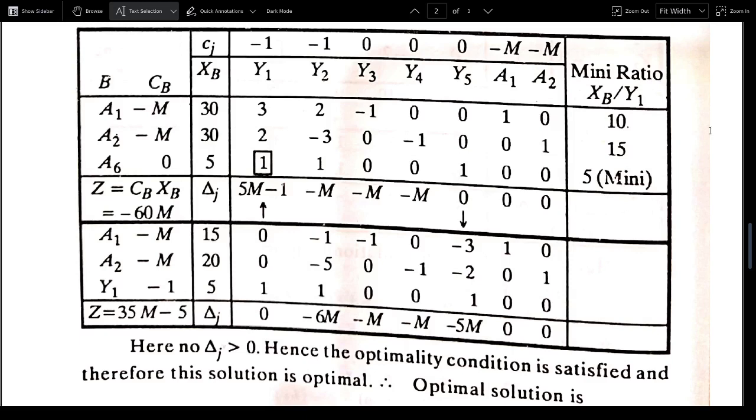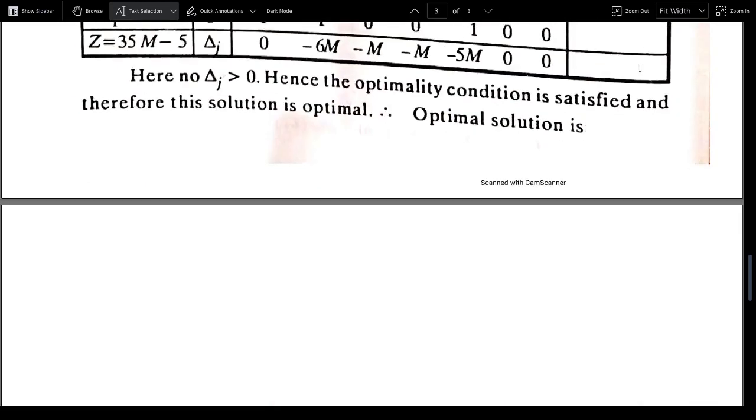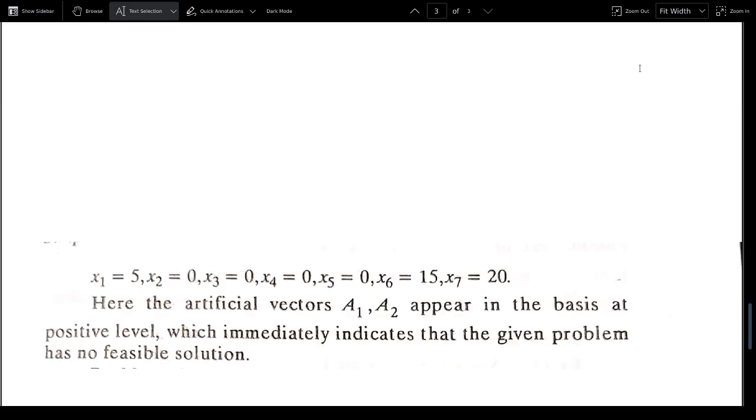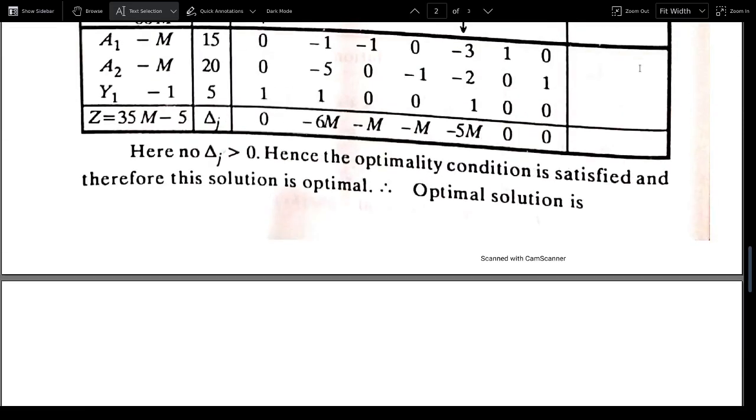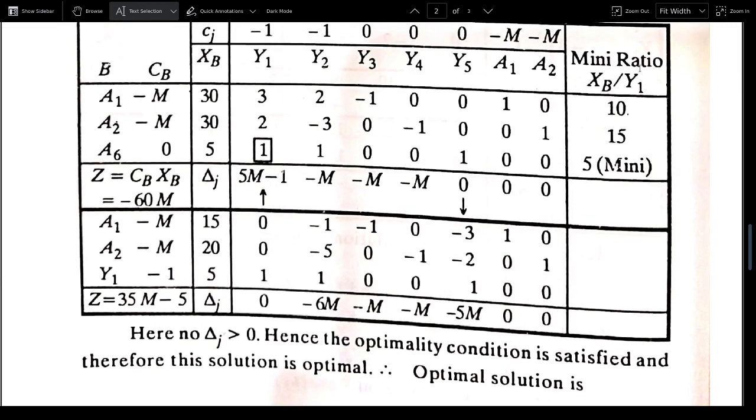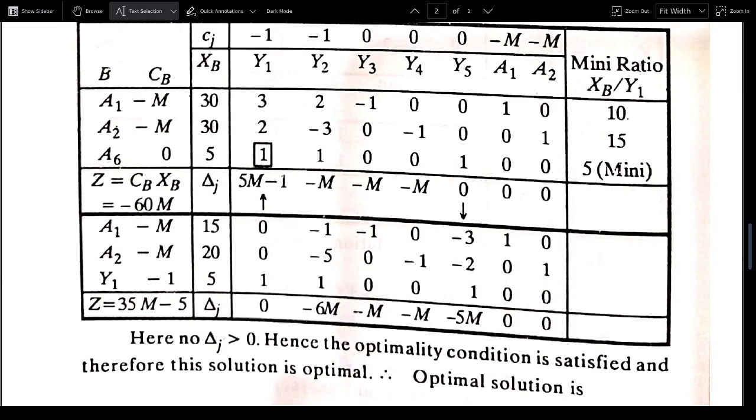After calculating the second table, you will get Z equal to 35M minus 5, and the delta J values are 0, minus 6M, minus M, minus M, minus 5M, 0, 0. M is a large positive number, right? So all delta J values are less than or equal to 0. Here no delta J is greater than 0. So the optimality condition is satisfied, and therefore this solution is optimal.